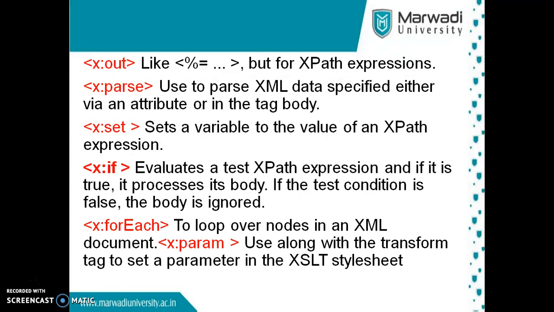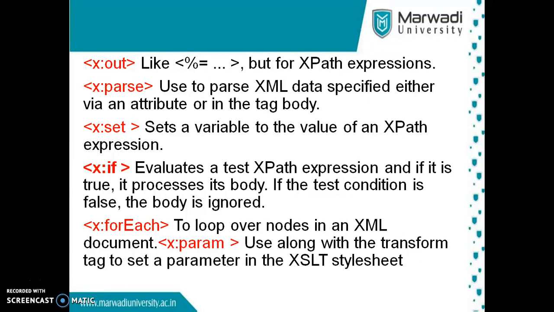Now these are the tags. x:out: if you want to print something, you can use x:out. It is similar to c:out, or you can say the expression tag. x:parse is used to parse XML data specified either via an attribute or in the tag body. x:set sets a variable to the value of an XPath expression, if you want to set any of the values. x:if evaluates and tests an XPath expression, and if it is true, it processes its body. If the test condition is false, it is going to ignore it. It is just similar to c:if.